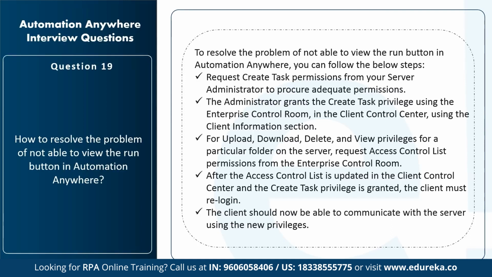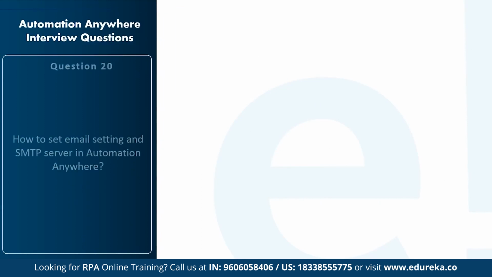And for upload, download, delete, and view privileges for a particular folder on the server, you can request the access control list permissions from an enterprise control room. After that, the access control list is updated in the client control center and the create task privilege is granted and the client must re-log in. So with the steps that I just explained, the client should now be able to communicate with the server using the new privileges. That's how you can resolve the problem of not being able to view the run button in Automation Anywhere.